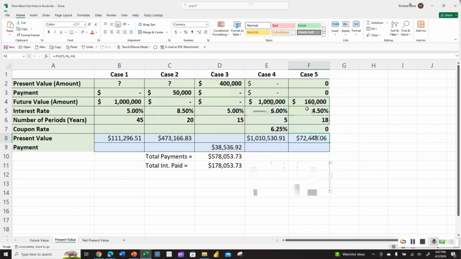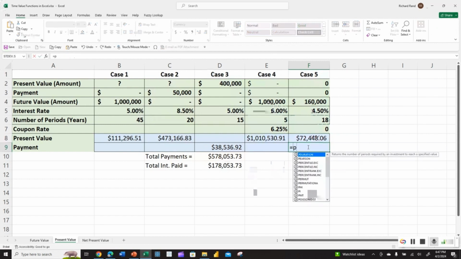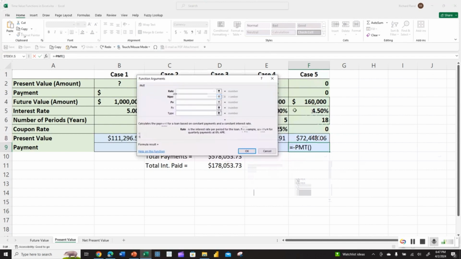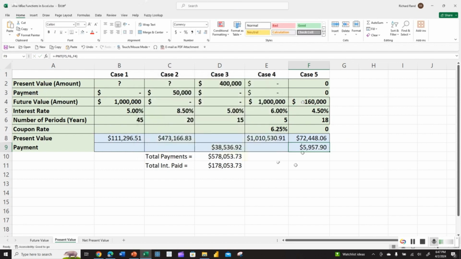But that's kind of hard to do. What if we put away some every year? Well, that's where we can use the payment function. We're going to do payment. And we're going to do the same information. We've got our rate. Our number of periods is 18. Our present value, we do know the future value is 160. So what's the payment? Well, if we could do about $6,000 a year, which is about $500 a month for the child's life, there will be $160,000 sitting there for that child's education when they get ready to go to college. So those are just some ways we might use the present value function.